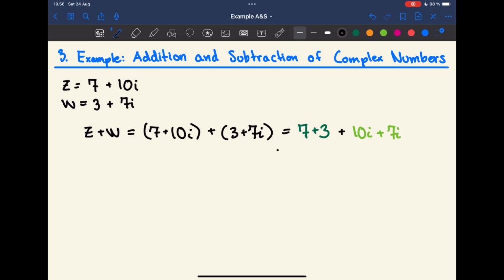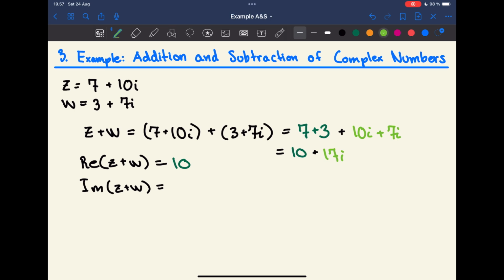All right, we see this is pretty easy to calculate. 7 plus 3, that's just 10. And here for the imaginary part we have 17i. So our new complex number, which is a sum of two complex numbers, the real part of our new complex number would be equal to 10. And the imaginary part of our new complex number would be equal to 17. And once again, I've said it before, but remember that we don't include the i when we have to write the imaginary part. We simply take the number that's multiplied by i.